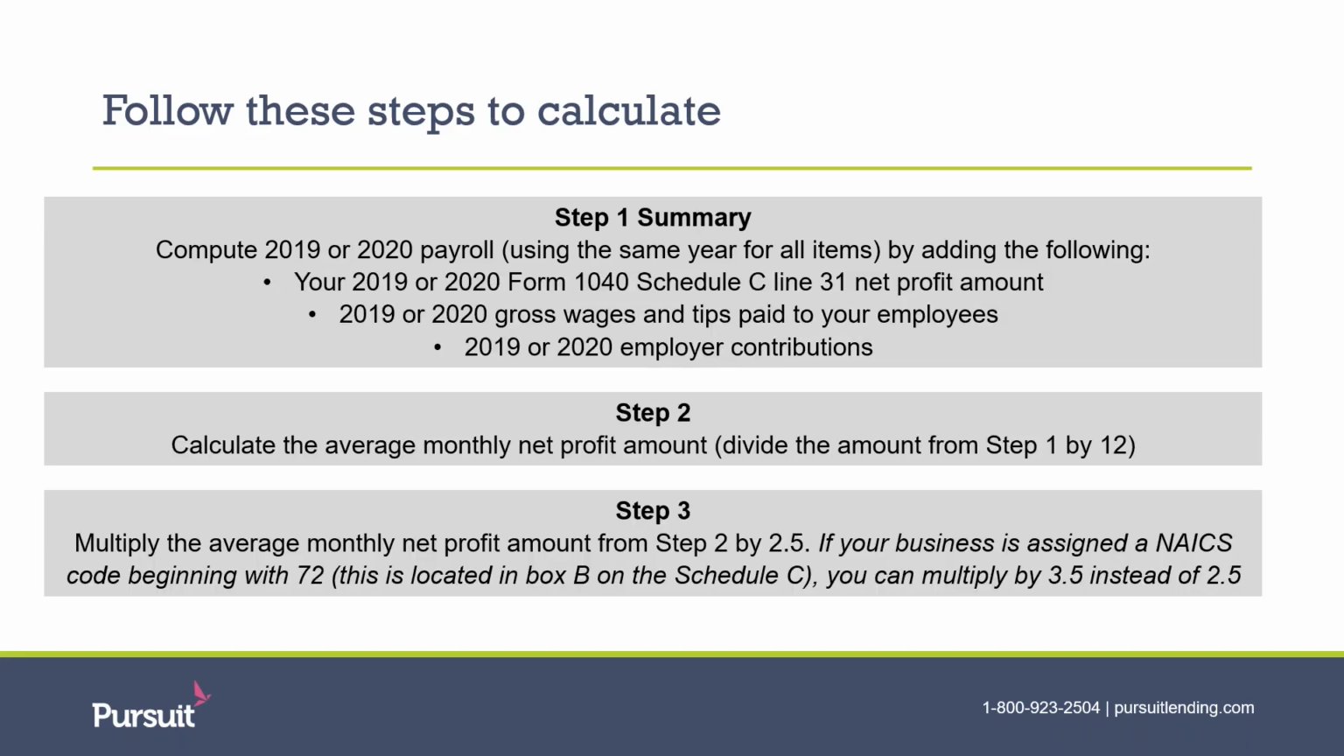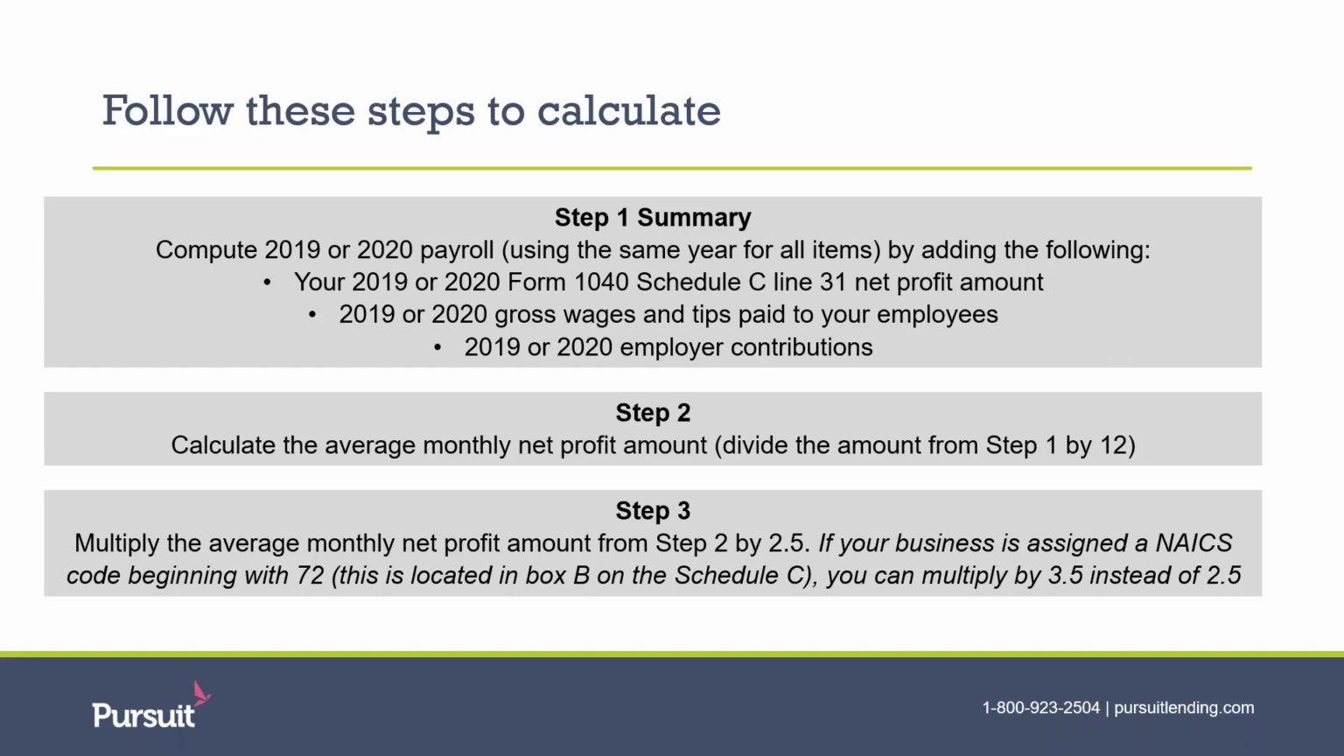To summarize step one, we are going to take the net profit from Schedule C, line 31. We will include all of the gross wages paid to employees, as well as employer contributions to fringe benefits, and add those figures together to calculate the annual salaries for the business. Again, remember that each employee maximum is $100,000.